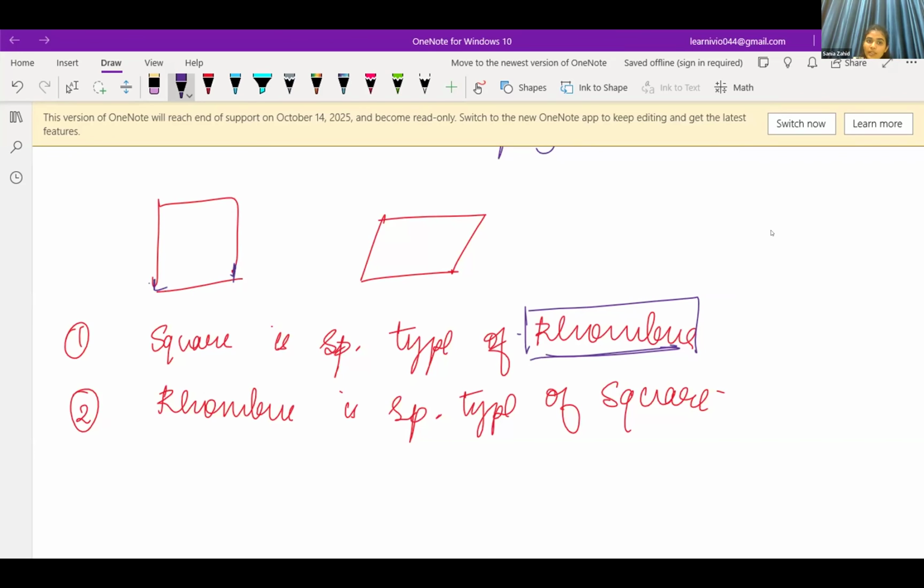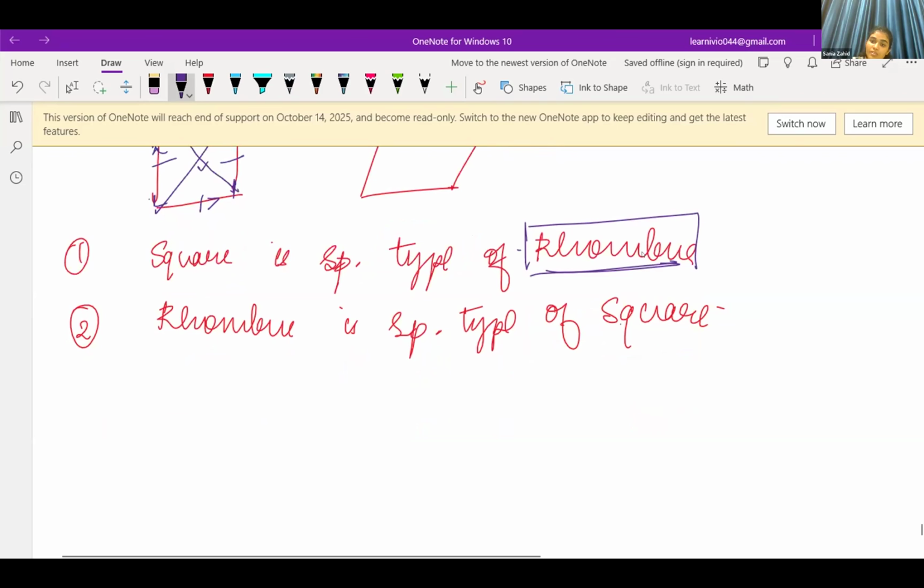All sides are equal. Yes, all sides are equal. Opposite sides are parallel. Yes, opposite sides are parallel. Then diagonals bisect at 90 degrees. Yes, diagonals bisect at 90 degrees. Three properties are being followed. So a square is a special type of rhombus where all angles are 90 degrees. But if I say rhombus is a special type of square, then it is false. Why can I not call a rhombus a square?